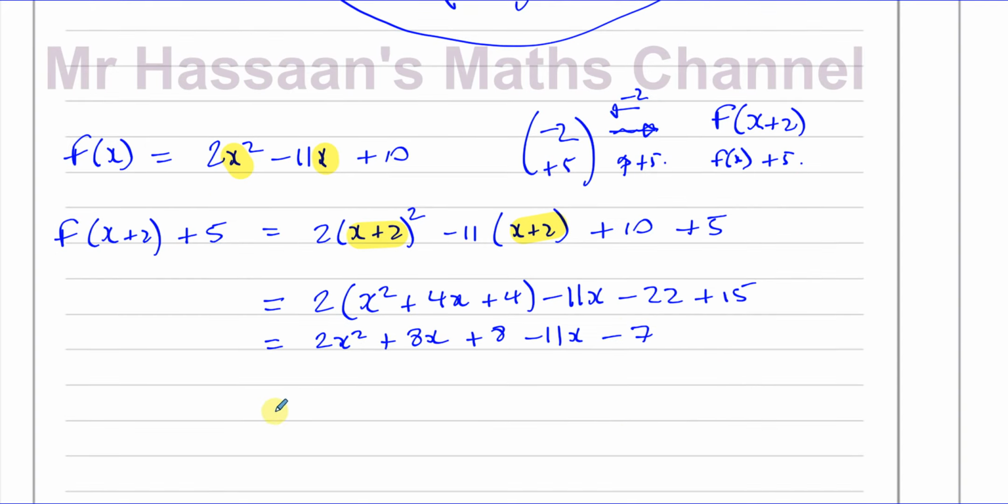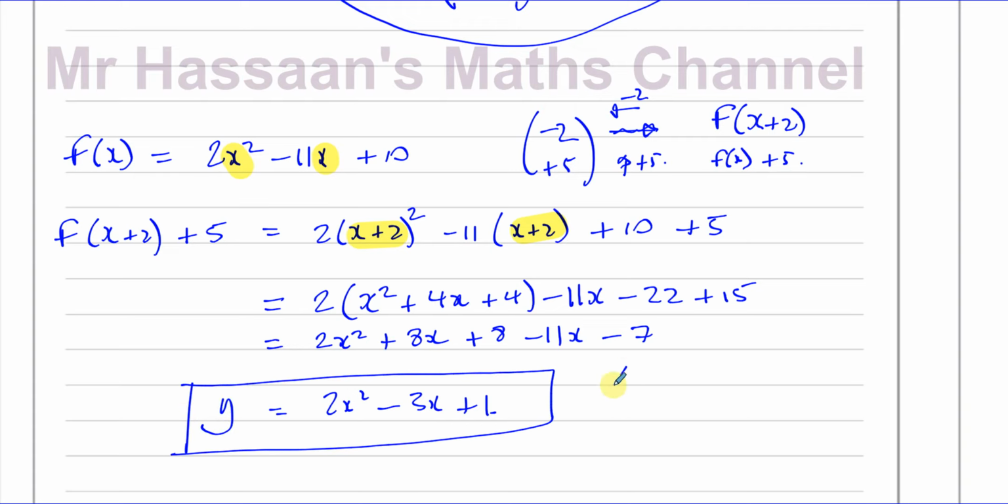And then I can just simplify this. That's 2x squared, 8x minus 11 is minus 3x, and 8 minus 7 is plus 1. So this is the new equation of the curve. So therefore our a is 2, our b is negative 3, and our c is 1. Okay, so there's the answer to this question.